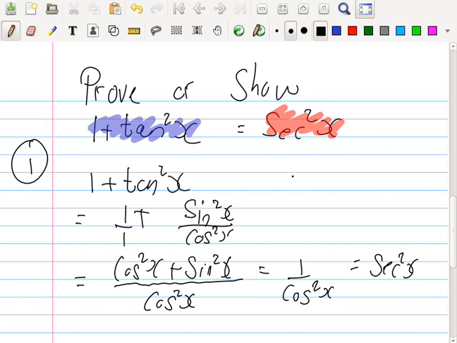What's 1 over sine? Cosec. To help you out here, this is how I always remember it. The letters are always opposite. So 1 over cos is sec and 1 over sine is cosec.